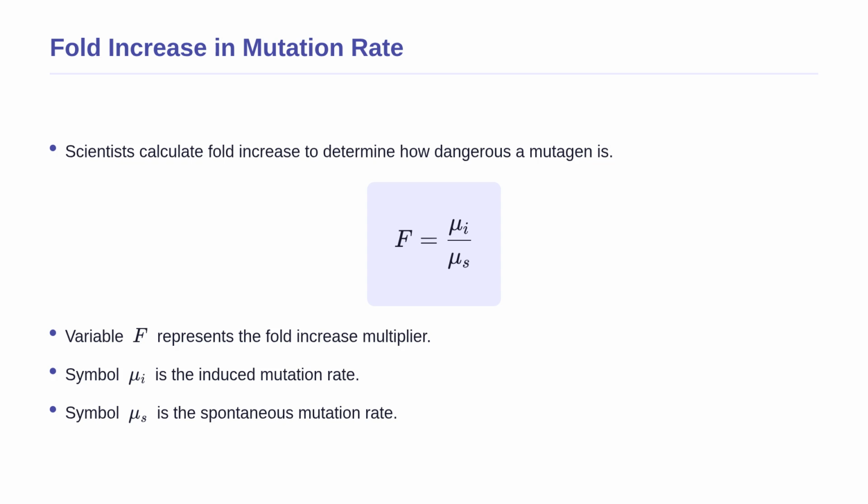The symbol mu subscript I is the mutation rate measured after the organism has been exposed to the mutagen. The symbol mu subscript S is the natural background mutation rate we calculated earlier. If the induced rate is much larger than the spontaneous rate, the fold increase F will be very high, indicating a highly dangerous and potent mutagen.